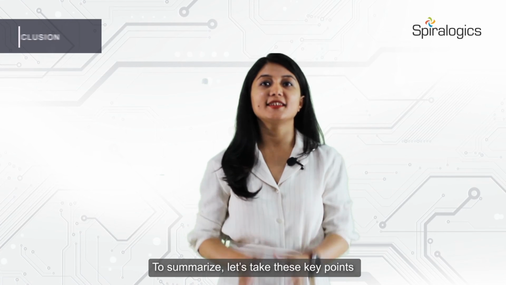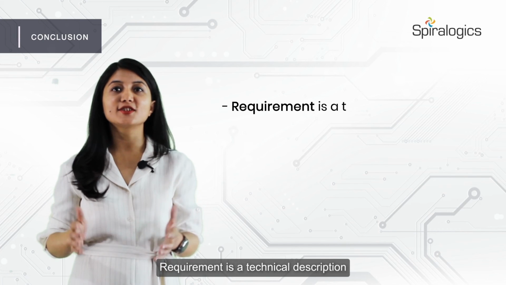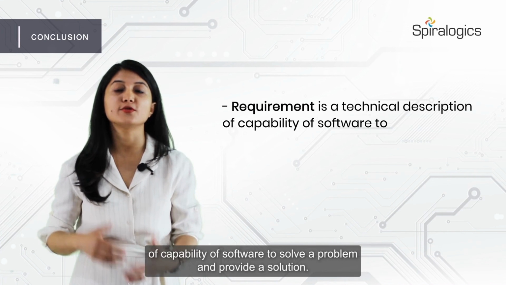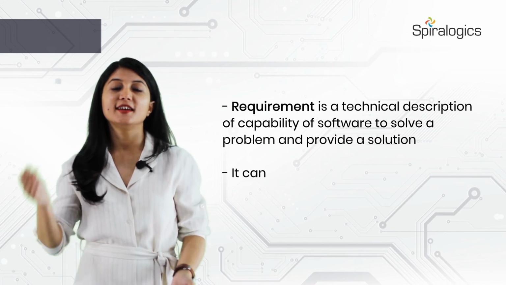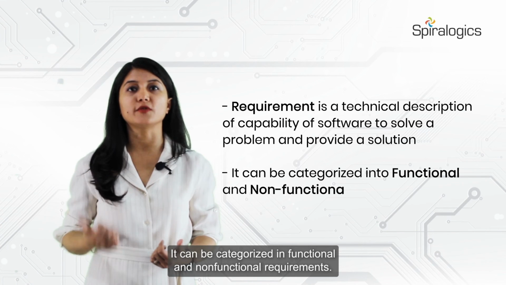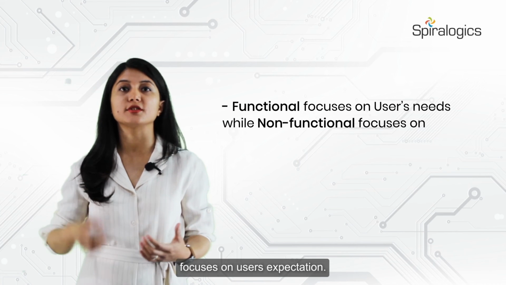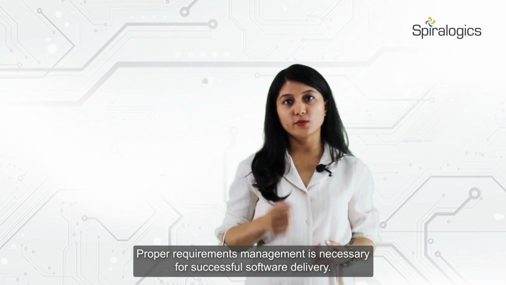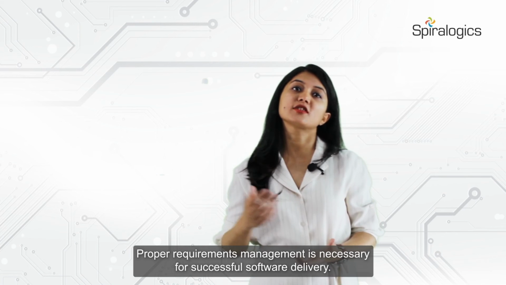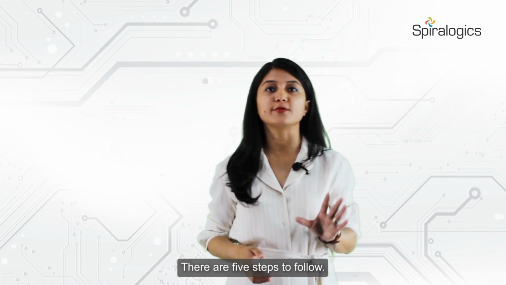To summarize, let's take these key points. A requirement is a technical description of the capability of a software to solve a problem and provide a solution. It can be categorized into functional and non-functional requirements. Functional focuses on users' needs, while non-functional focuses on users' expectations. Proper requirements management is necessary for a successful software delivery. There are 5 steps to follow.